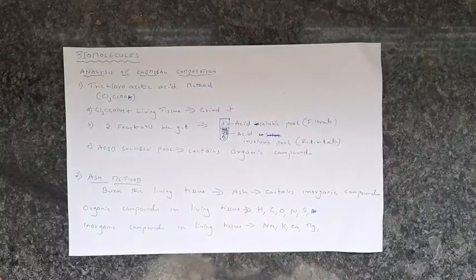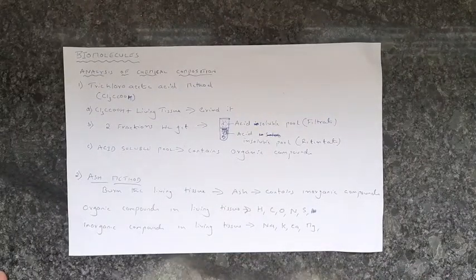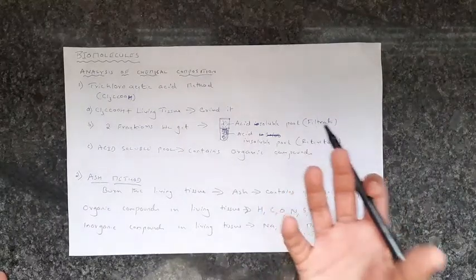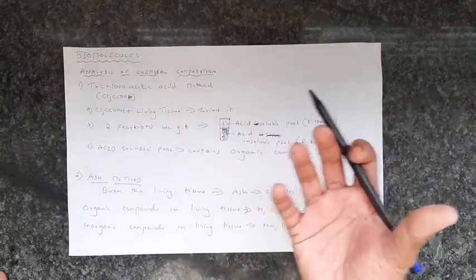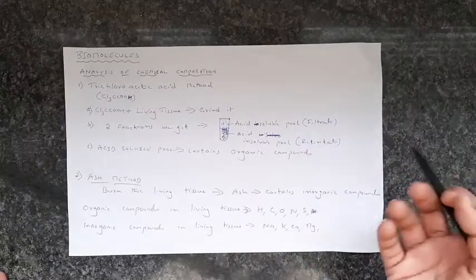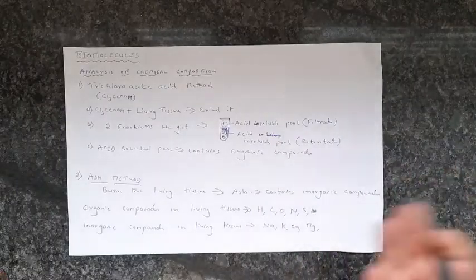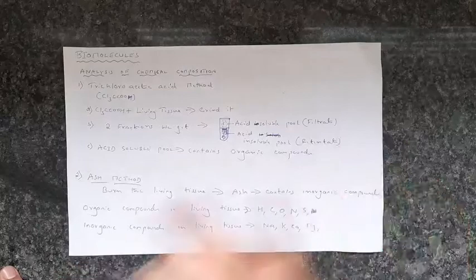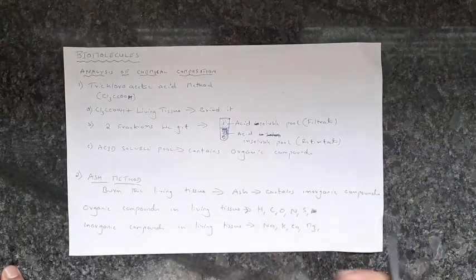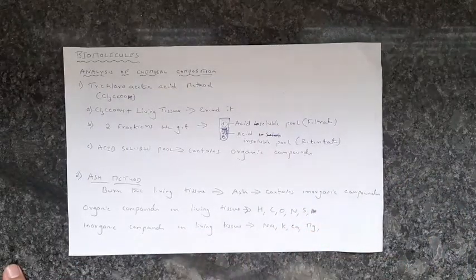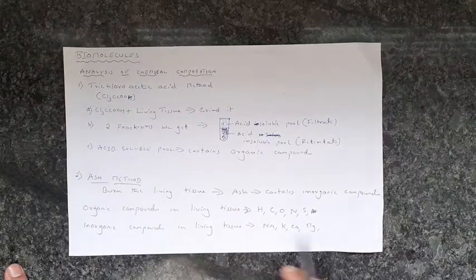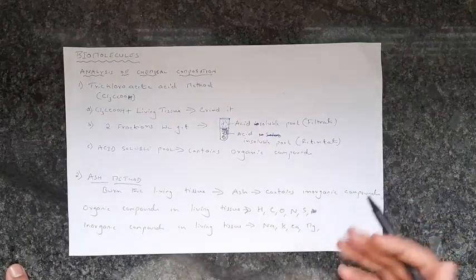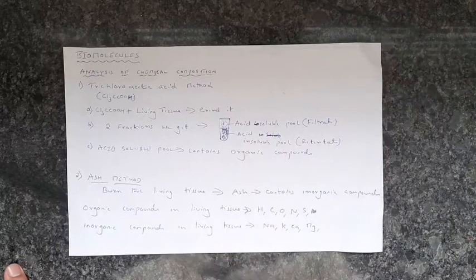The second method to identify the inorganic compounds is the ash method. Here you need to take the living tissue, take the weight of it, and after that dry it, by heating or maybe through sunlight, whatever it is, then take the weight of it and just burn it. After burning what we get is ash, correct? That ash contains inorganic compounds.